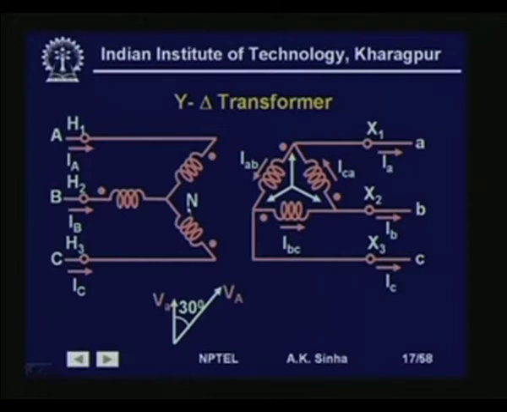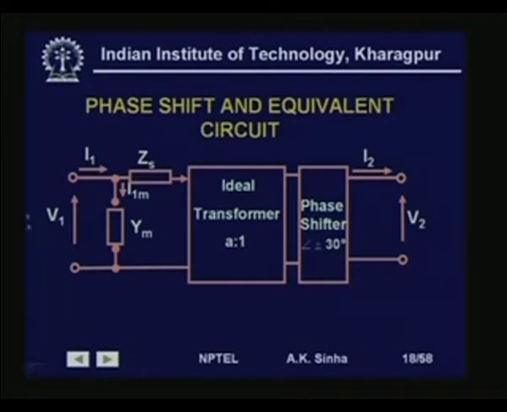That is, when we have a star-delta transformer, then the delta side voltage is leading in this case by 30 degrees. We can have an inverse also, that is, it can lag by 30 degrees as well if we make the connection in that way. So, in star-delta transformers, we find that the voltage and current on the two sides have a phasor displacement of 30 degrees, and we can take care of this in our mathematical model by using the same model that we have for a transformer.